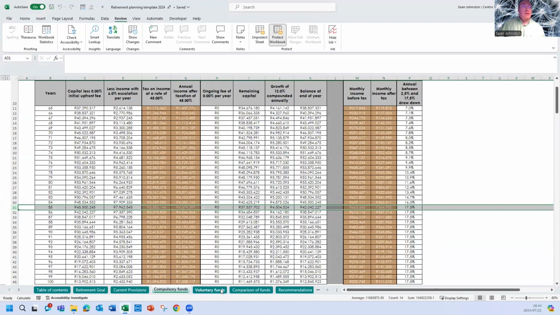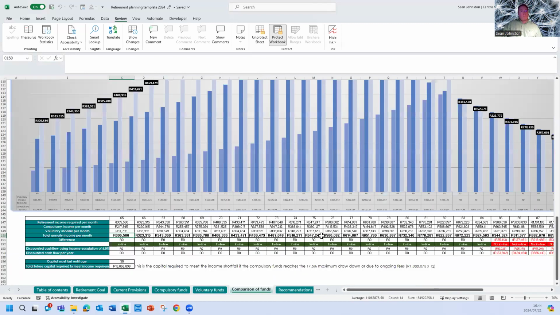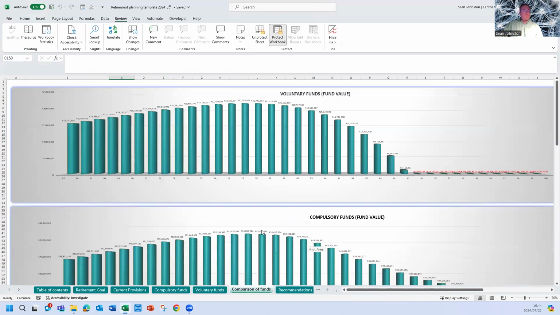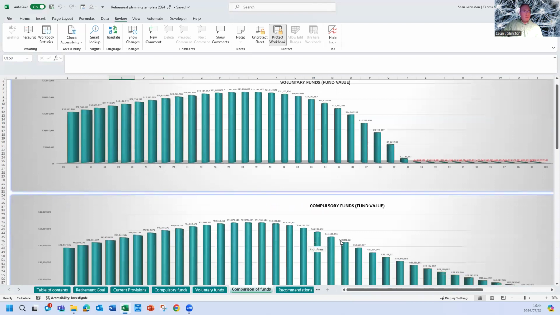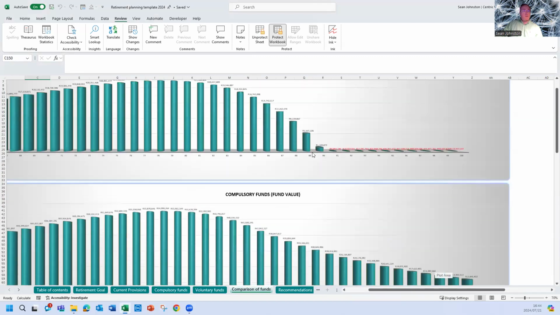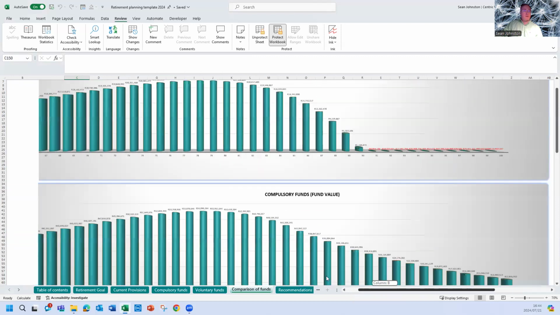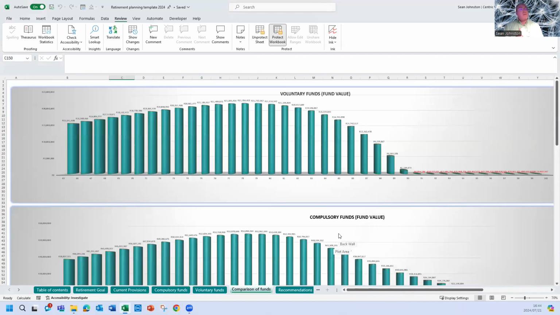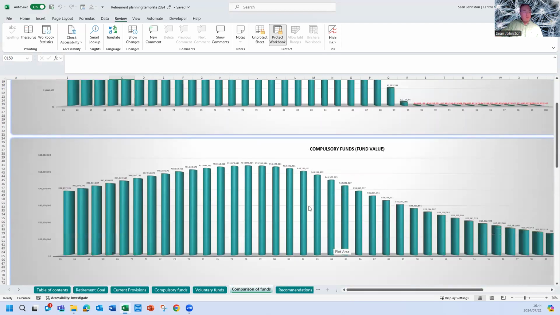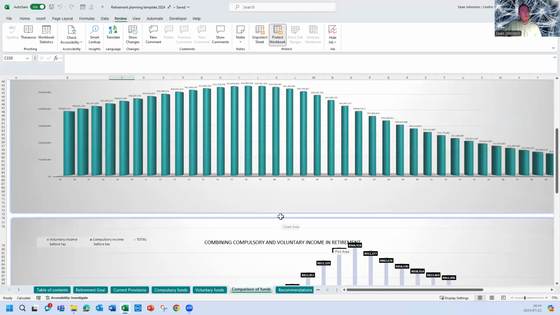So in comparison, now we can look at this tab and see this is how it's modeled. As you can see, because it's the 17.5% maximum drawdown, his money is lasting a lot longer, where in this case, it actually depletes when he's 90. So the voluntary money works just fine. Compulsory, not so much. It's got a 5-year gap, which I'll show you now mathematically.